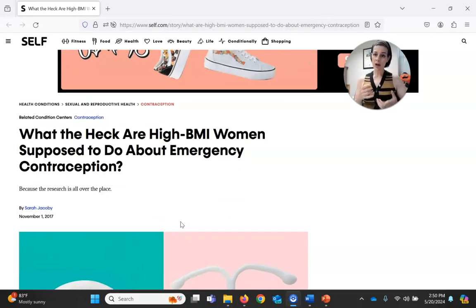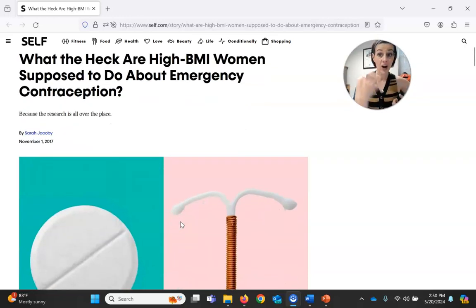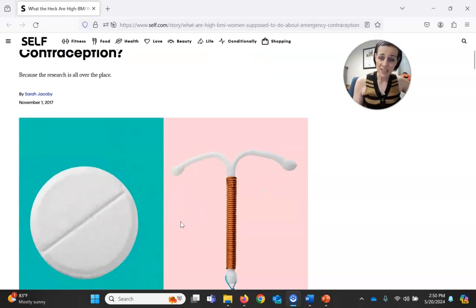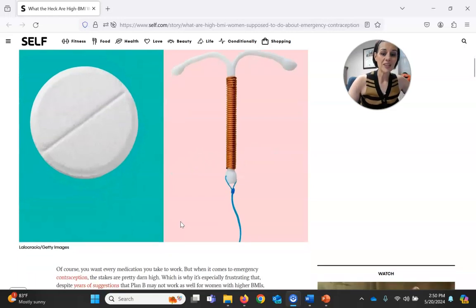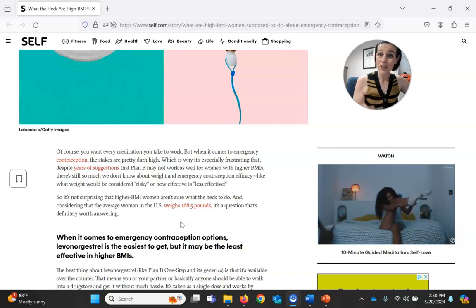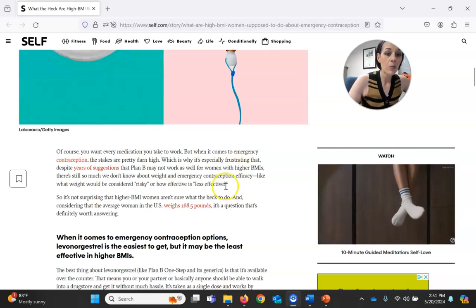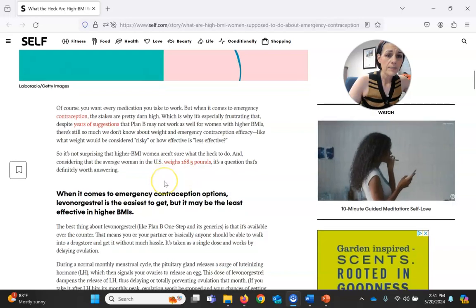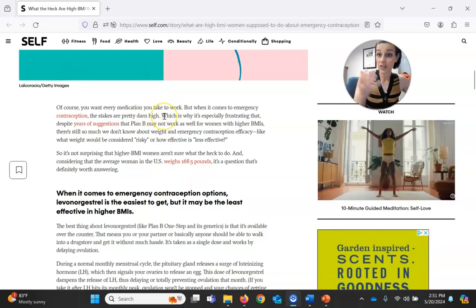For those who may not know, emergency contraception is sold under the trade name Plan B, but there are a lot of generics out there. Plan B or emergency contraceptives are just higher doses of things like the birth control pill. If you miss contraception, it's an opportunity to get some more of those hormones to prevent pregnancy.